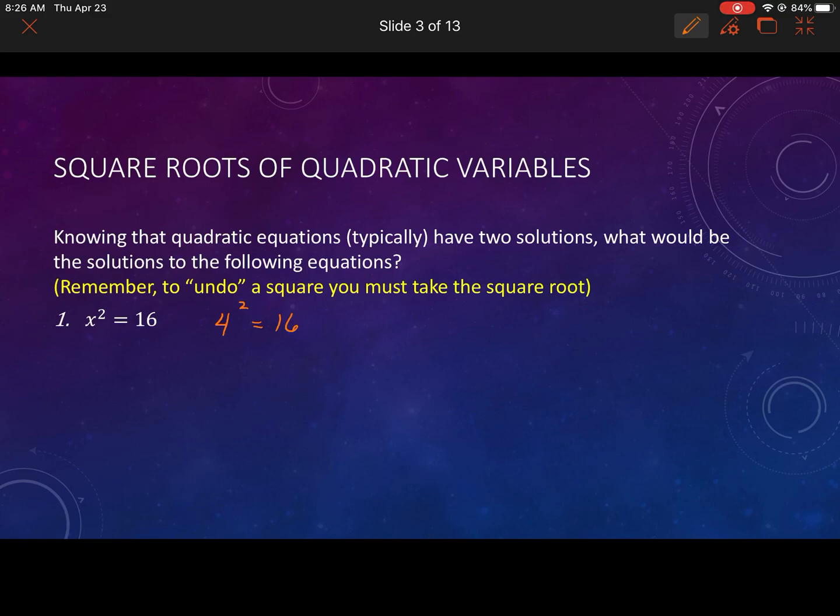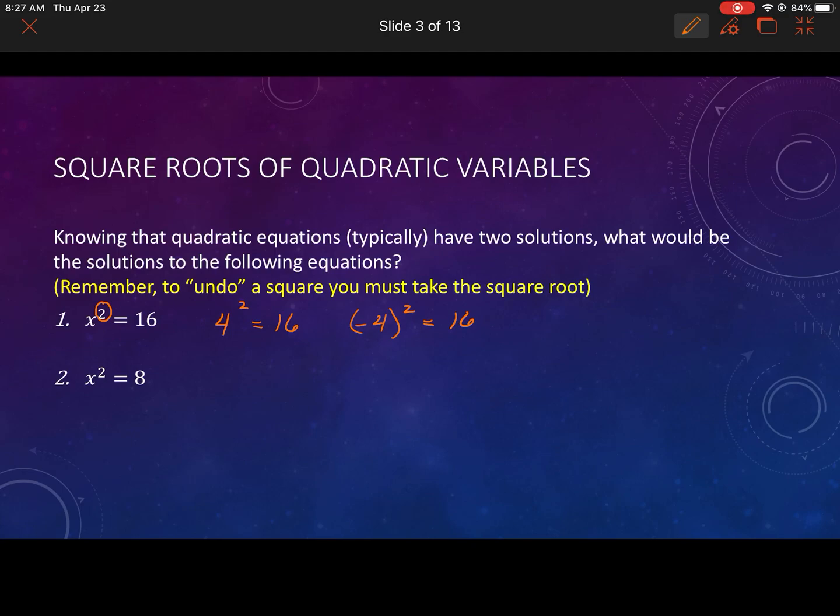However, because we have a square here, an x value that's squared, we also have the possibility that x could be equal to negative 4, because if I squared negative 4, I also get 16. So negative 4 times negative 4.